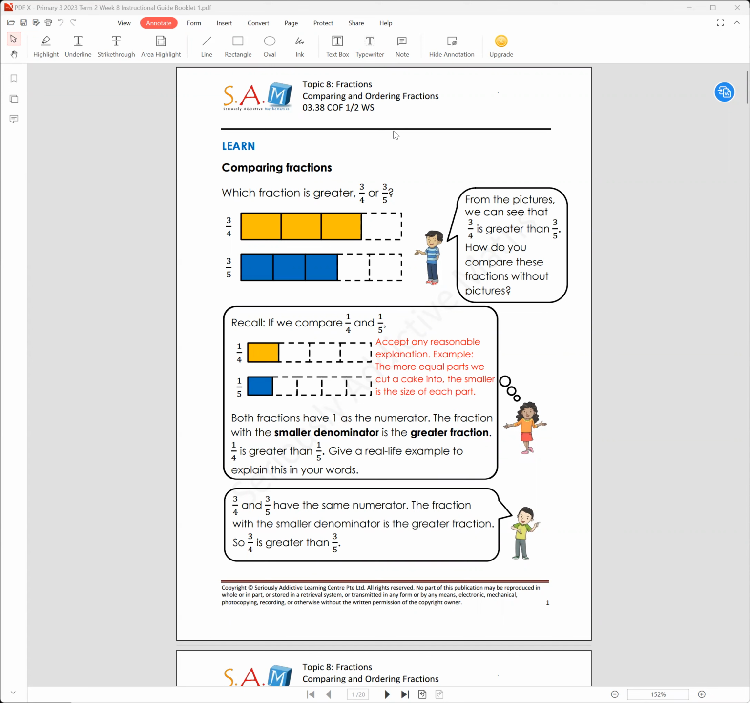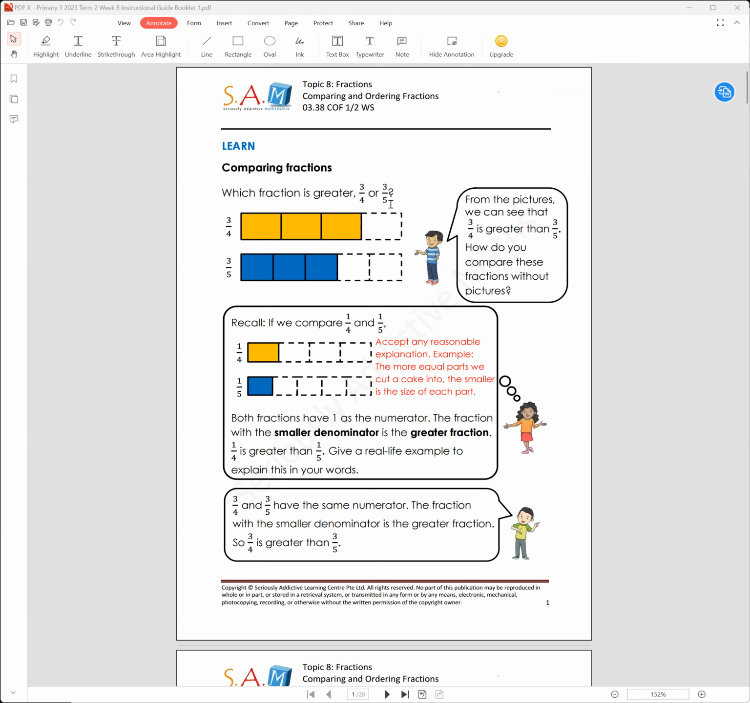So, for this lesson, the objective is for students to be able to compare fractions, right? And later on, they will do ordering in the next week. So this week, I just want to focus on the methods that you use to start off the lesson. Do a quick recap, right?